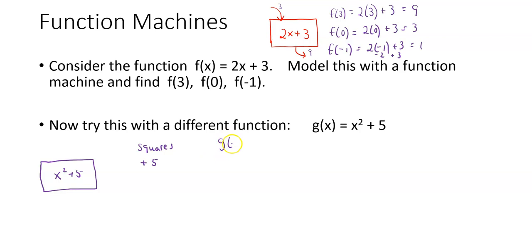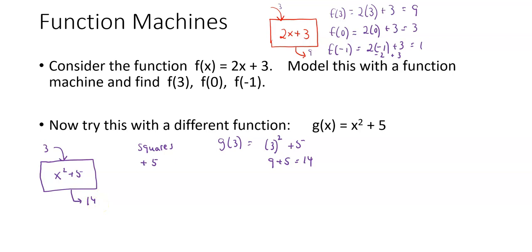So let's try g of 3. G of 3 takes the number, squares it, and adds 5. So 3 squared is 9, plus 5 is 14. So if I put a 3 into my function machine, a 14 would come out of the function machine.